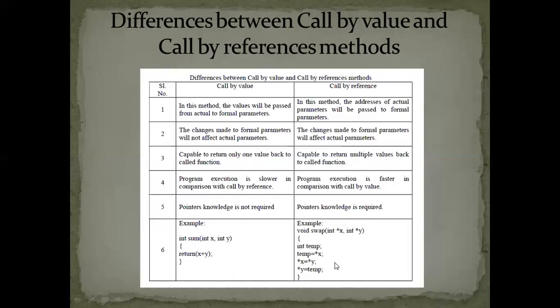Similarly, this is an example for the swapping operation. Swap is a function here. Void means it doesn't return any value. But here we have two arguments, int pointer x comma int pointer y. It means that pointer x is the address of x, and pointer y is the address of y. This I have explained. Temp is a temporary variable I have taken. The value at address x will be stored in temp. Then the value at address y will be assigned to address x. Finally, temp, which holds x, will be assigned to address y. That is how we perform the swapping operation.